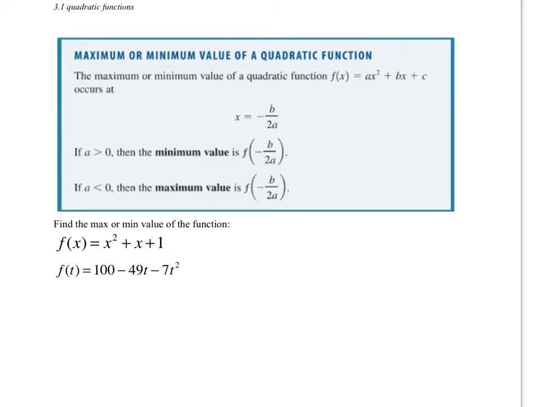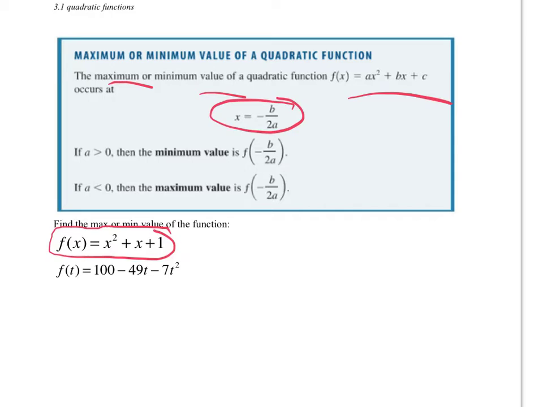This is just another way to calculate the max or min value of a quadratic function. You should be able to do it both of these ways, because the more tools you have, the better off you are. So we'll just do this first one, right here. So it says that if your quadratic function is in this form, the max or min is at the number x equal to minus b over 2a. Well, that's not the max or min. It occurs at that x value.